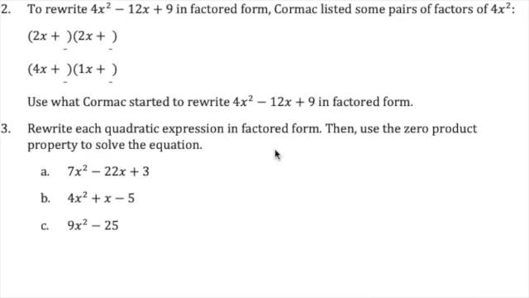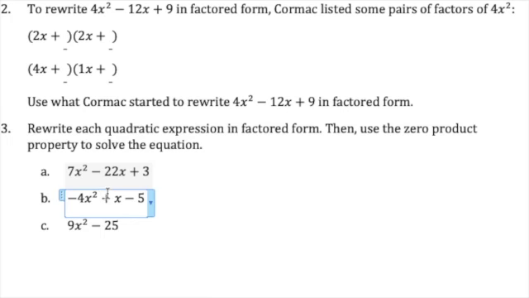So here's our last little set of things we're going to look at. I just changed this top problem slightly to make it a little bit more difficult, give it a bit more combinations. But really, my goal isn't to overwhelm you, which I'm probably doing anyway. I'm very sorry. So to rewrite this in factored form, Cormac started listing some pairs of factors of 4x squared. So he knows that to get 4x squared, he needs either 2x times 2x, or he needs 4x times x.